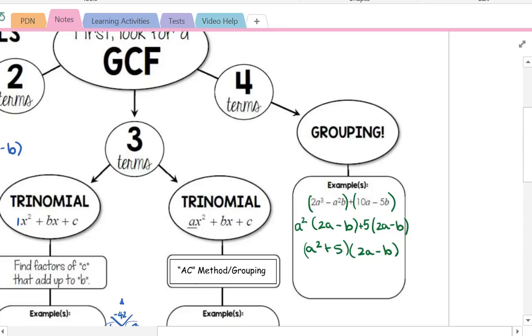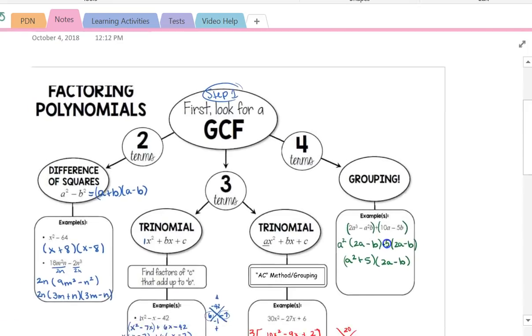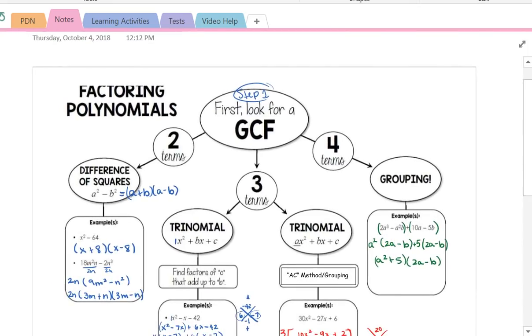Okay, so those are all the factoring methods that we did. 2 terms, most likely difference of squares. 3 terms, the trinomial. 4 terms, it's grouping. Okay, so this is a good chart to recognize.